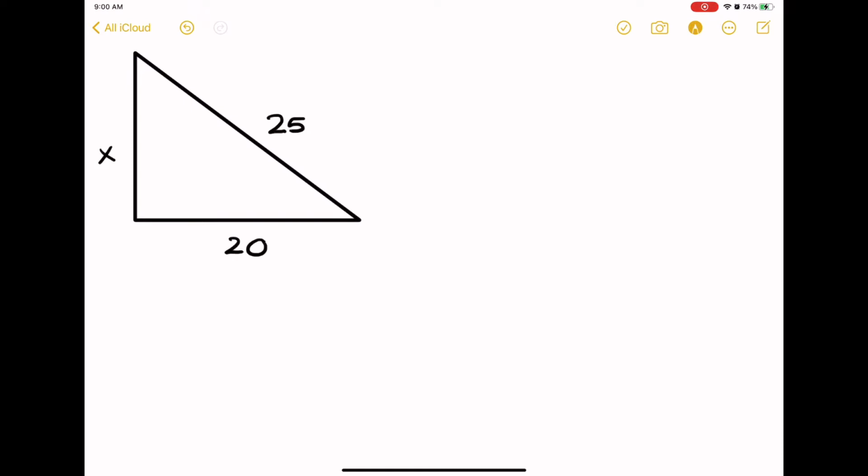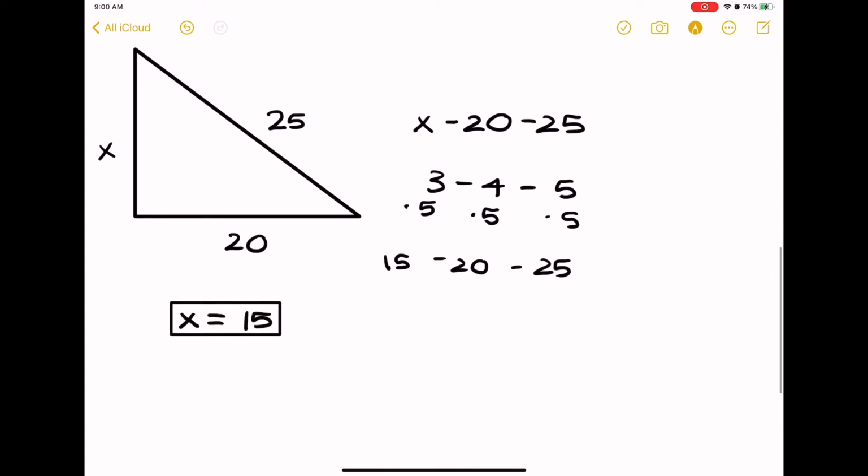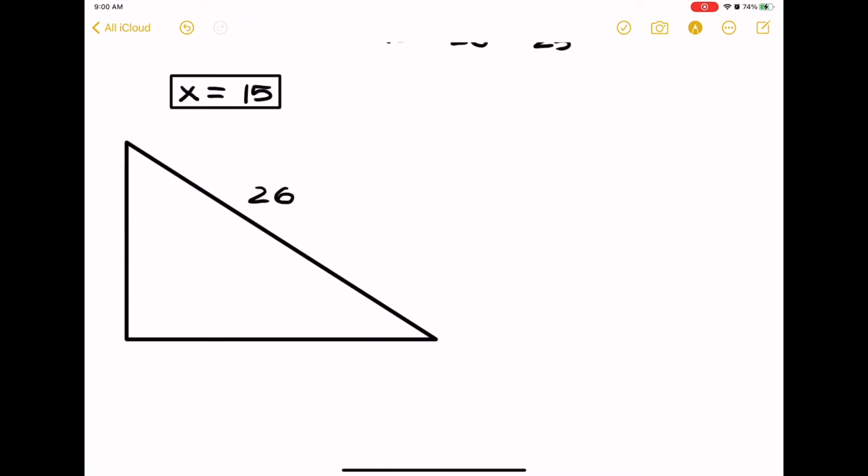Now let's say we have 25, 20, and x. This is still a Pythagorean triple. How, you might ask? This is essentially a 3, 4, 5 triangle, except you multiply the sides by 5. It doesn't matter if you multiply or divide, as long as you do it to all of the different sides, it still counts as a Pythagorean triple.